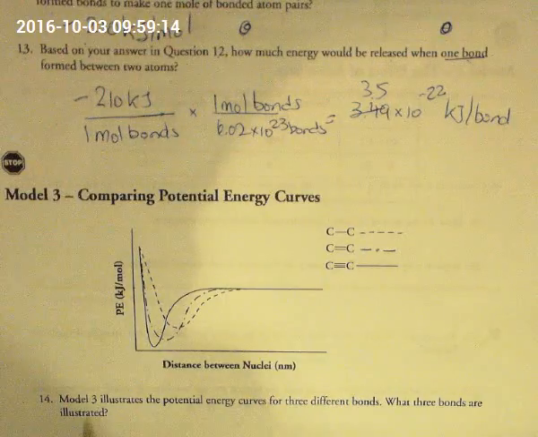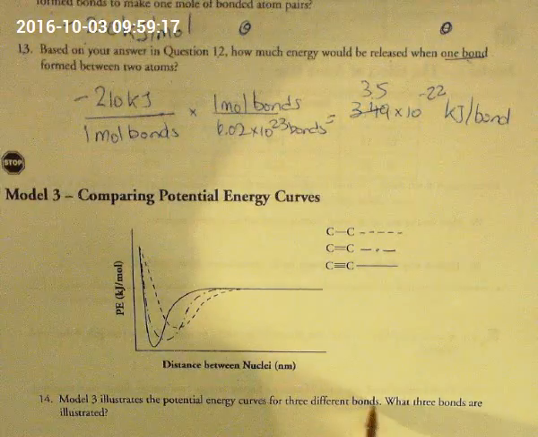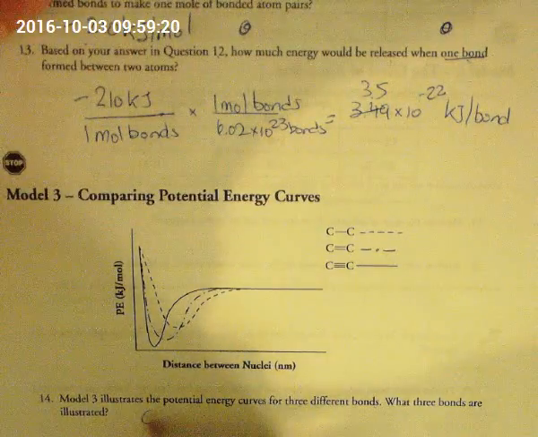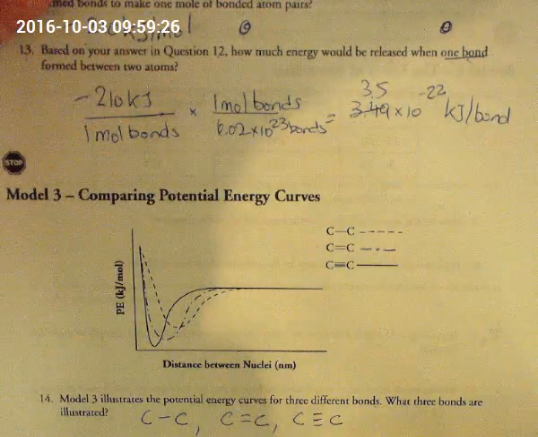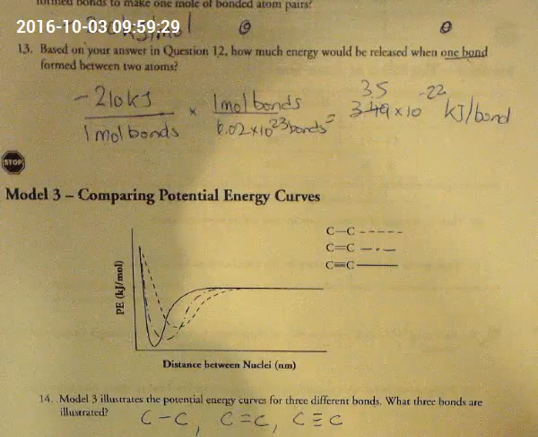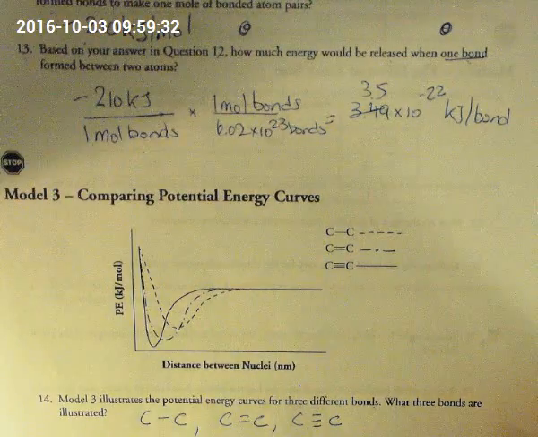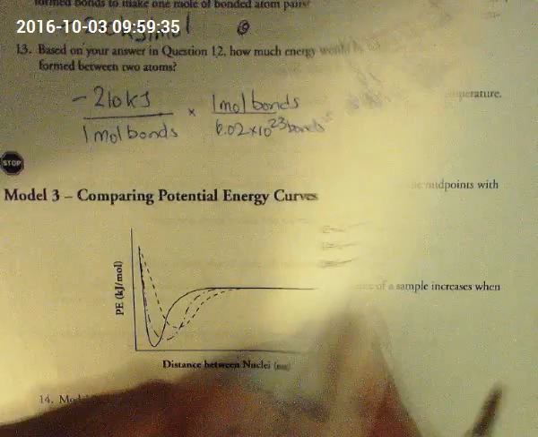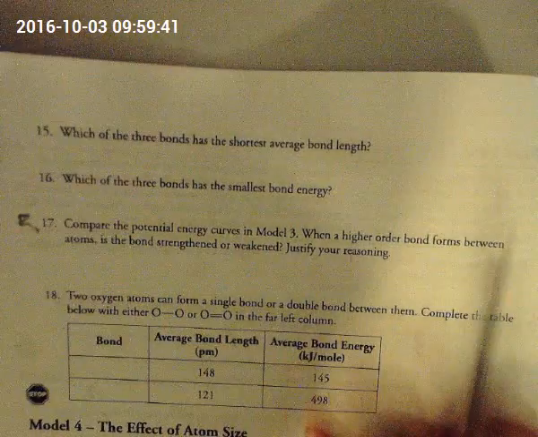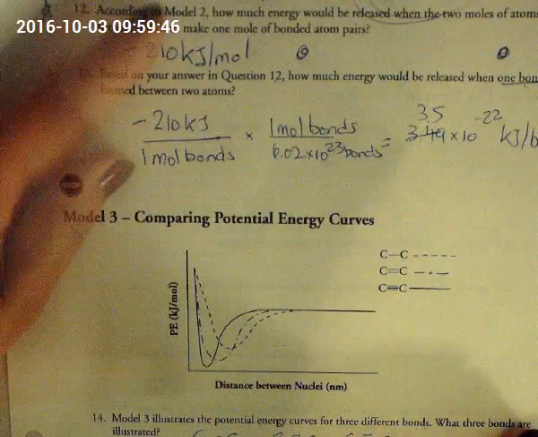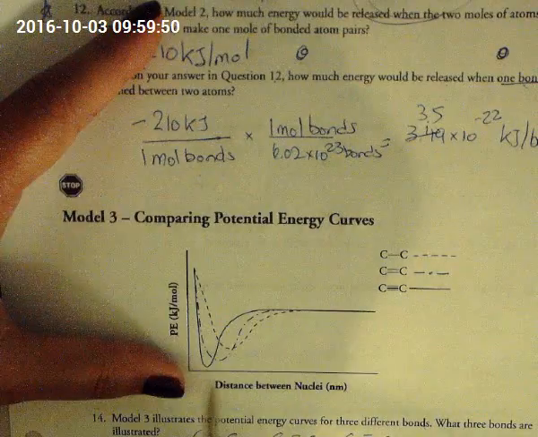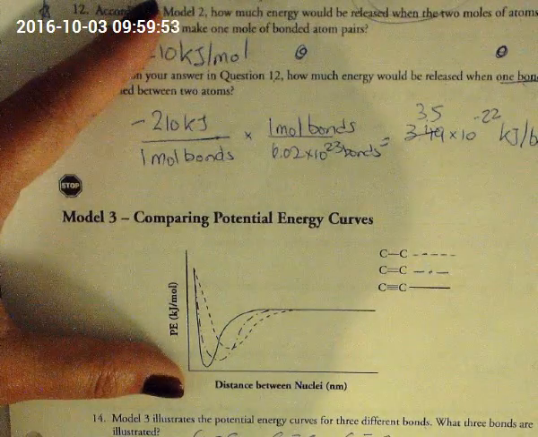All right, question 14 says, Model 3 illustrates the potential energy curves for 3 different bonds. What 3 bonds are illustrated? So what do we have? Carbon-carbon single bond, carbon-carbon double bond, carbon-carbon triple bond. All right. Any questions so far? Let's go to 15. Which of the 3 bonds has the shortest average bond length? Okay, well you can read that off the graph, right? So the distance is here on the x-axis. So which one is the shortest? Which one's like most left shifted? The triple bond. Okay?